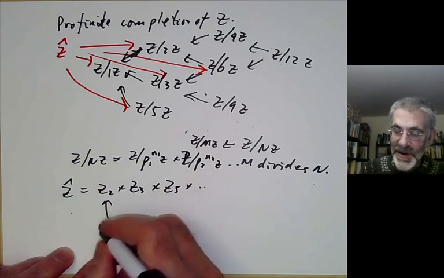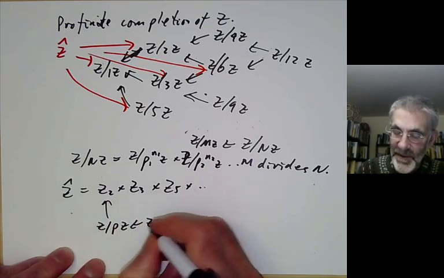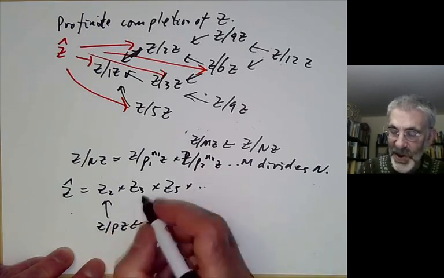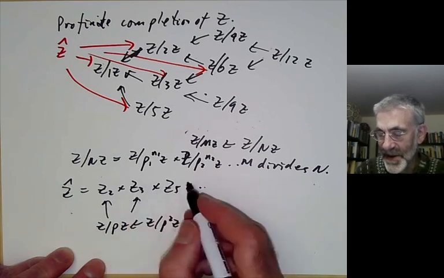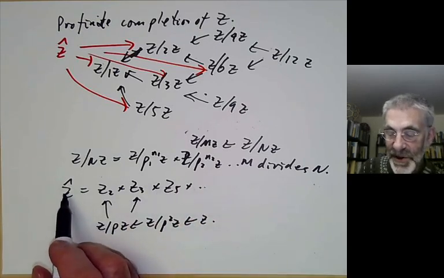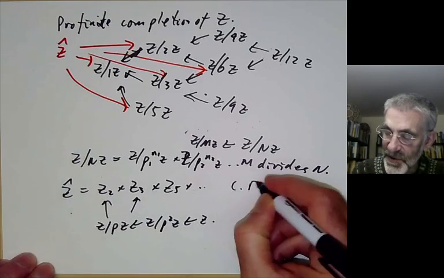the p-adic integers, so it's the inverse limit of Z modulo pZ and Z modulo p squared Z, and so on, where p is 2 in this case and 3 in this case, and so on. So the profinite completion of the integers splits as a product like this. So this is just the Chinese remainder theorem.